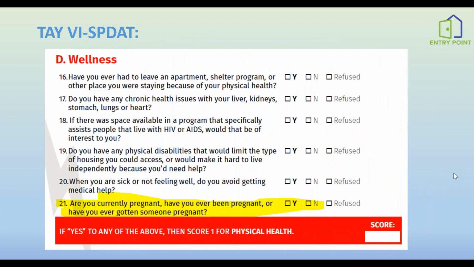In the wellness section, here's another one. Here's the second of 3 questions that appear on the TAY VI SPDAT that we don't see on the other ones. Are you currently pregnant? Have you ever been pregnant? Or have you ever gotten someone pregnant? We ask this of everyone of all genders and gender presentations, just like the other questions, but this is getting at the statistical likelihood of negative outcomes, the predicting factor of negative outcomes from having been involved in pregnancy, regardless of what your gender or role was in that pregnancy.